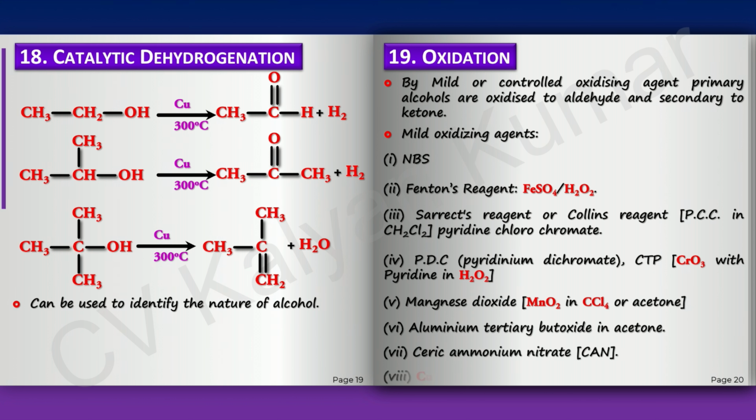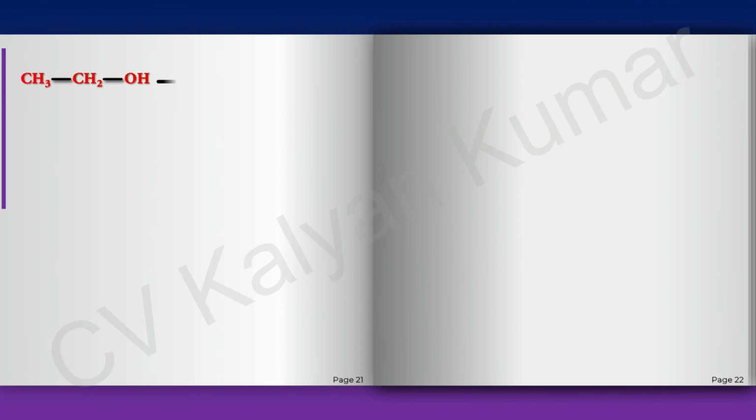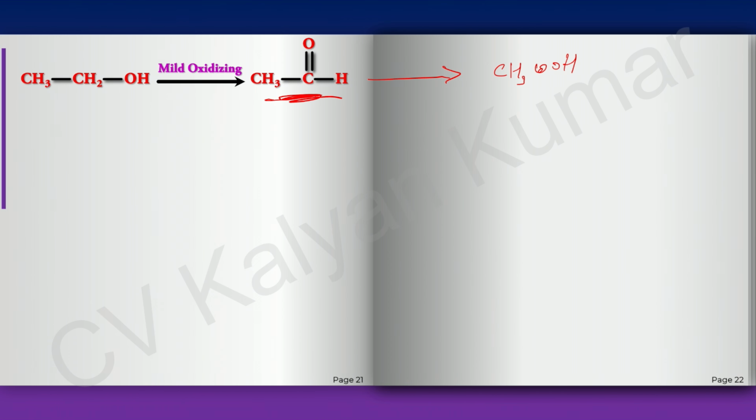Now, mild oxidizing agent. This is alcohol. This is mild. And I get aldehyde. Now remember, if I were to use strong, it will further convert this into acid. But let us say you want to stop here. You want to use strong, but you want to stop here. Well, why would you do that? That's up to you.